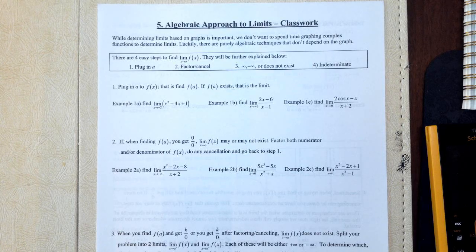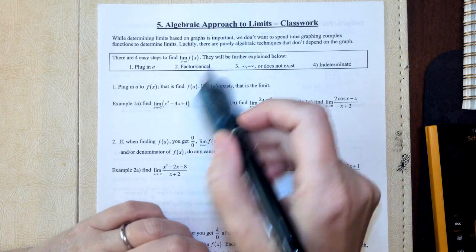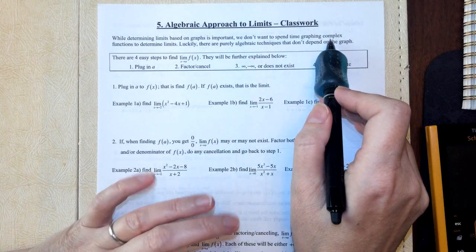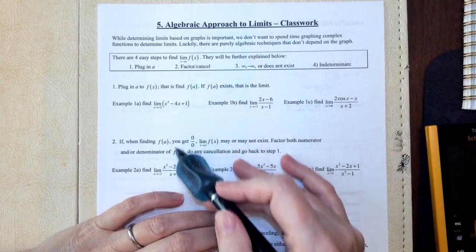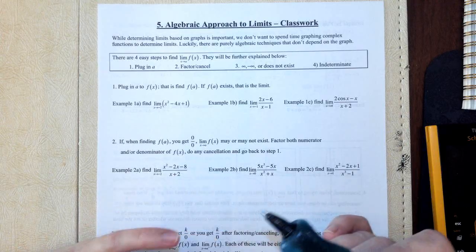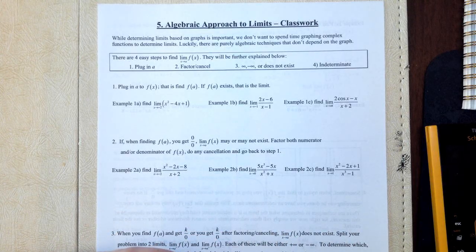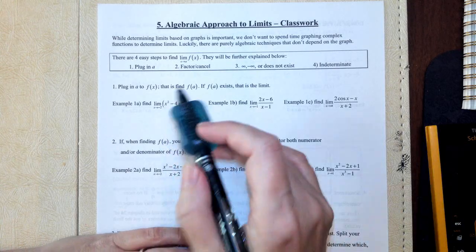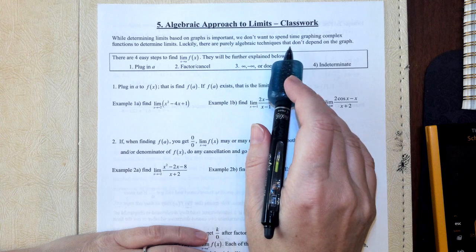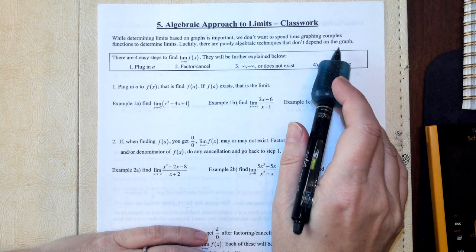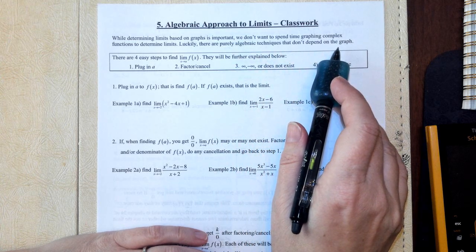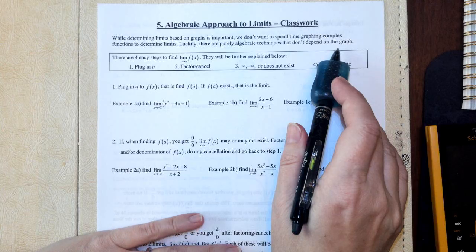The first thing to remember is up here at the top, we don't want to spend a lot of time graphing these functions. All these functions here we could graph, but we don't have time to do what we did in the section before, which is to graph and then see where the holes are and if there's an asymptote. So we have some algebraic techniques that don't depend on the graph, which are going to require us to go back into Algebra 1 and Algebra 2 and remember how to do some stuff. Not hard as long as we follow the steps that I'm going to lay out.